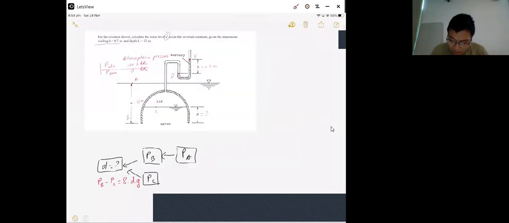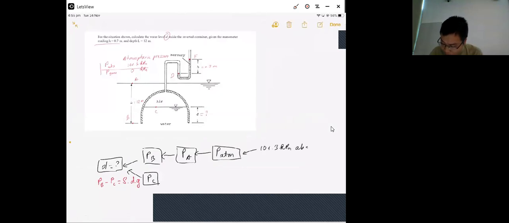So you can find PB if you know PA. And PA, the pressure at the water surface, will be equal to atmospheric pressure. You can use 101.3 kPa absolute or 0 gauge. It's up to you. The result is the same.